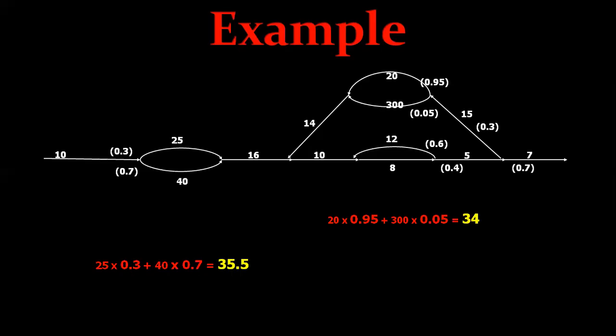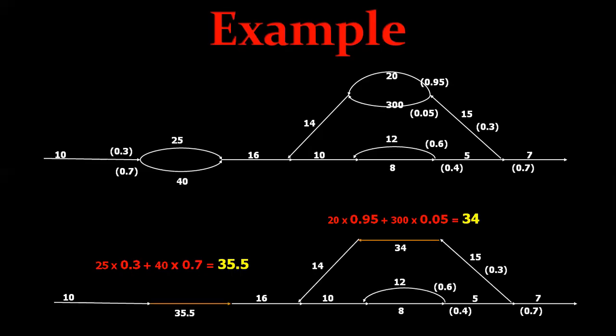So see, while replacing it, we get a curve like this. These two parallel links I have replaced with 35.5. This is how I got it. And this is 34. So I applied the same rules.